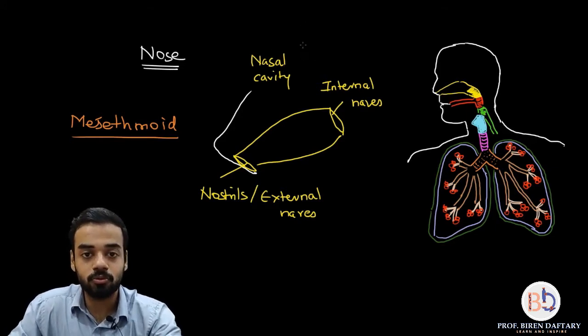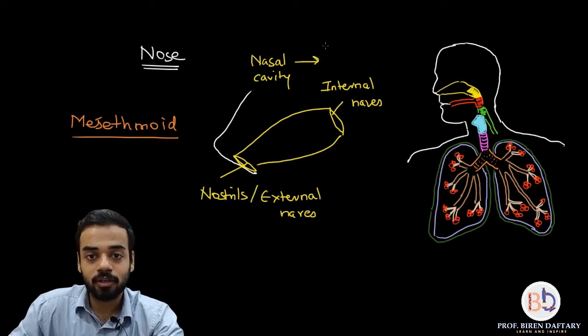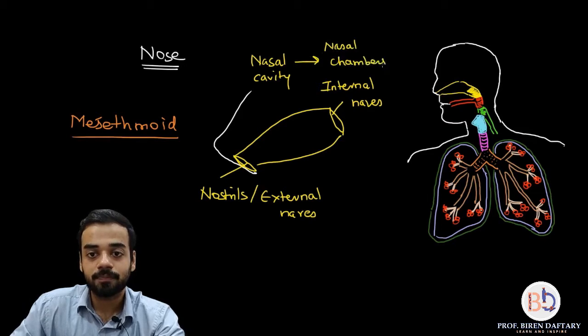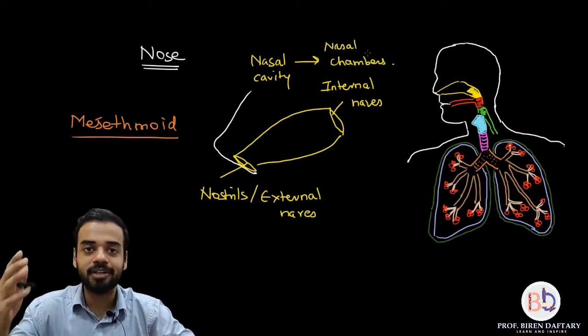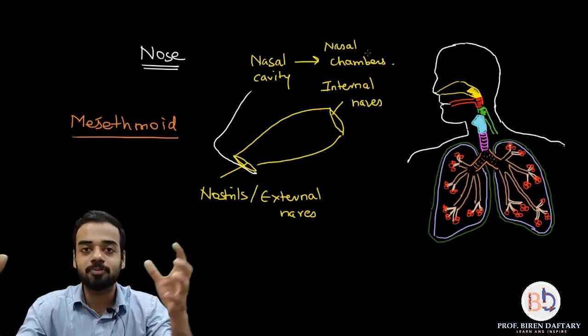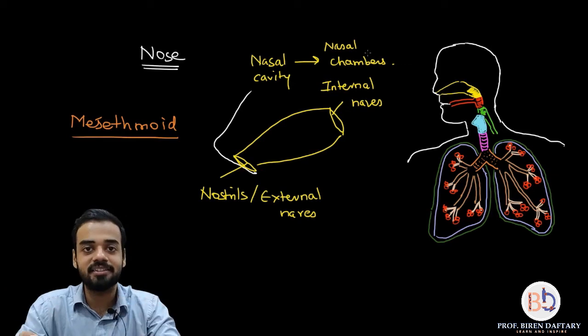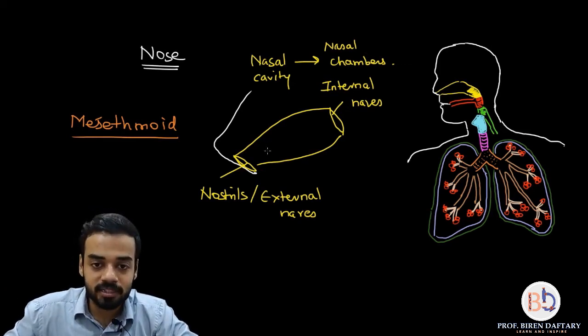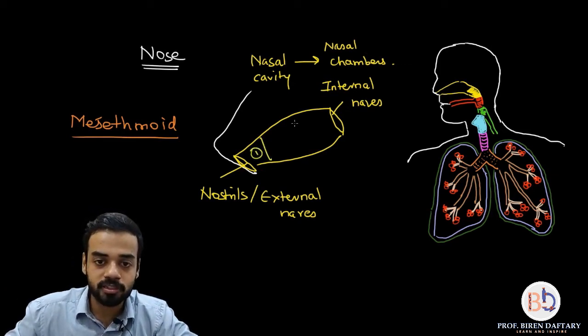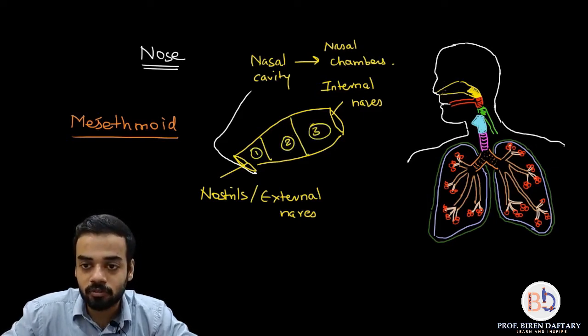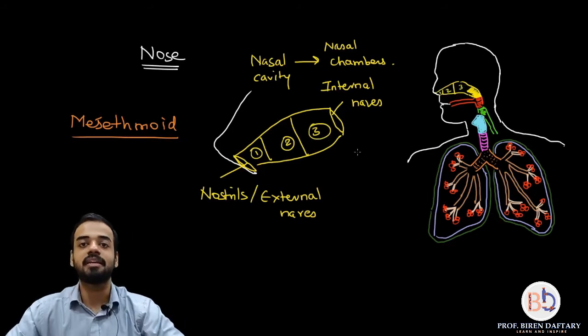So I am just going to draw an arrow and write nasal chambers. You can use the word nasal cavity or nasal chambers. Normally nasal cavity means both the chambers together, and separately each one is called a nasal chamber. Now the nasal chamber is divided into three parts. So I am going to just divide this chamber into three parts. If you want to see over here, this will be the first part, this will be the second part. So part number 1, part number 2, and this is part number 3.